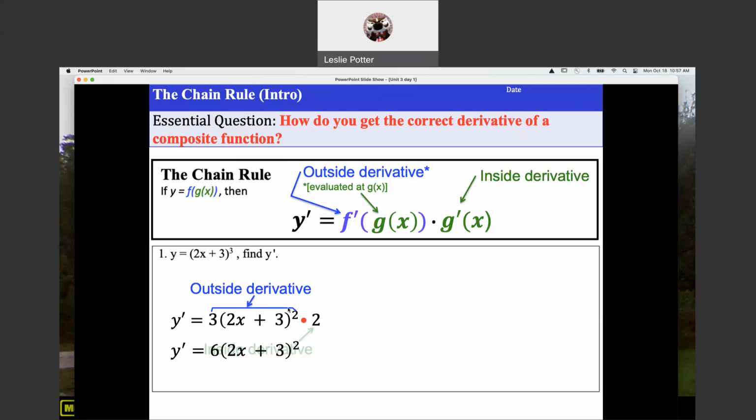You okay? Yeah, I'm fine. I know the times 2, because that's the inside derivative. The 2 is the derivative of this, 2x plus 3.